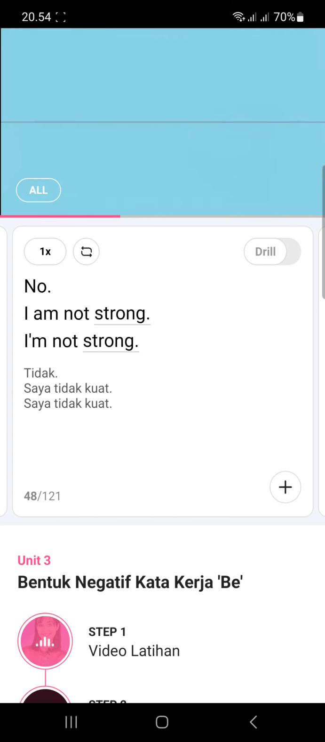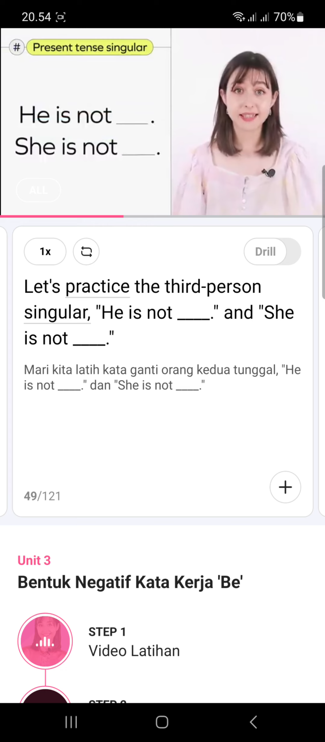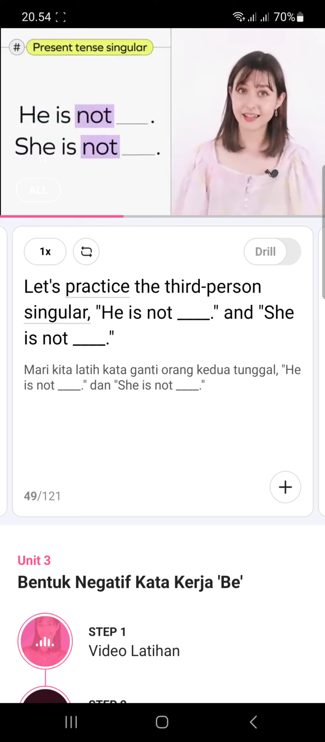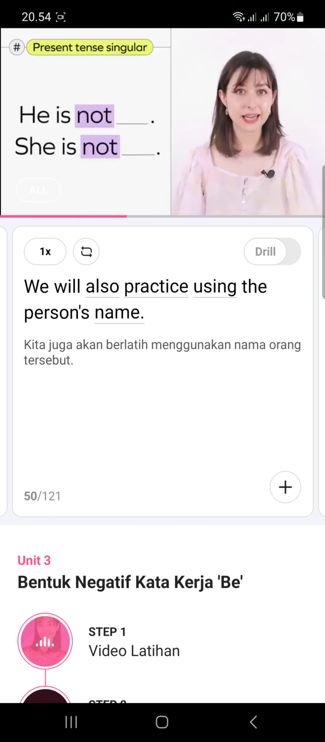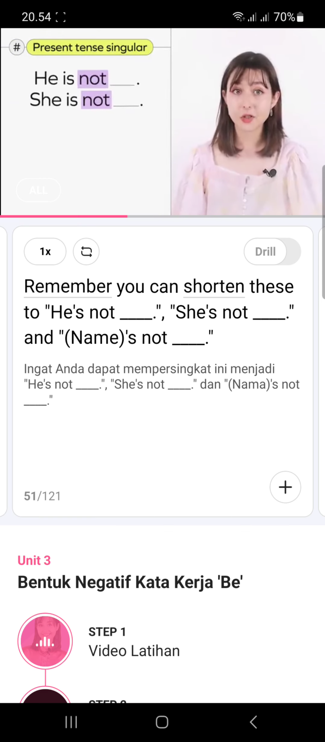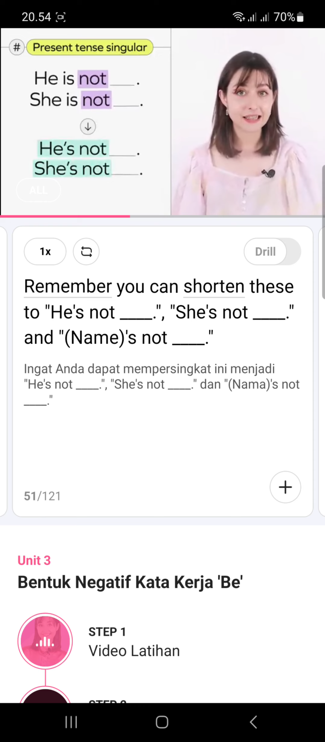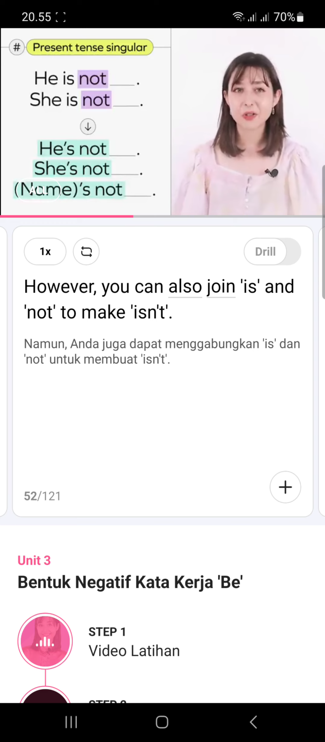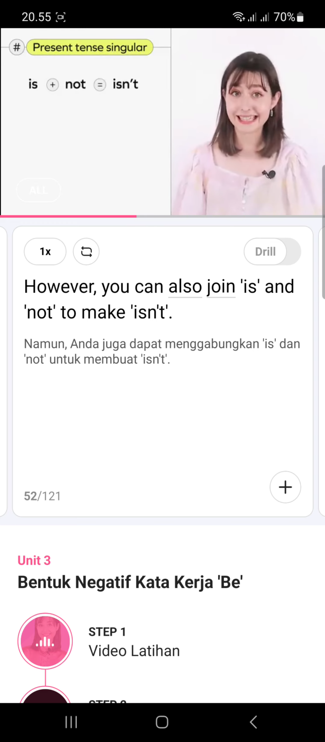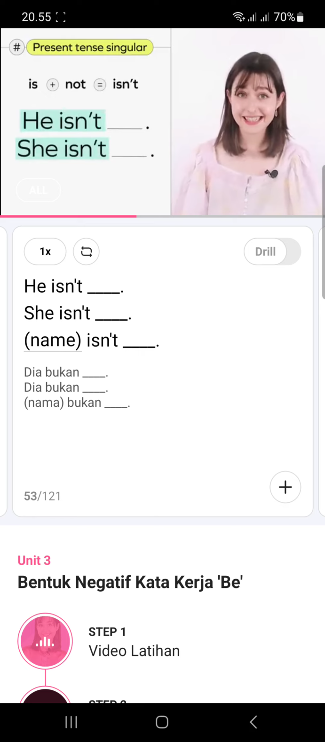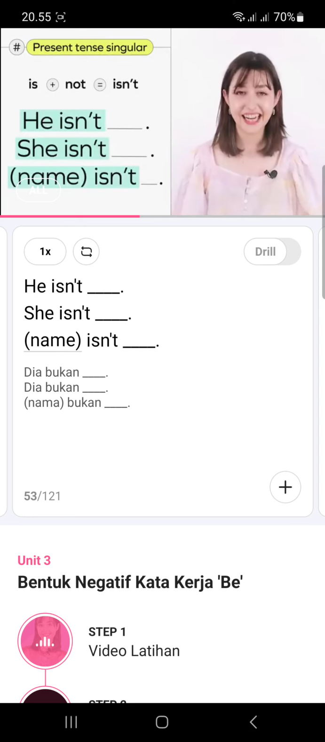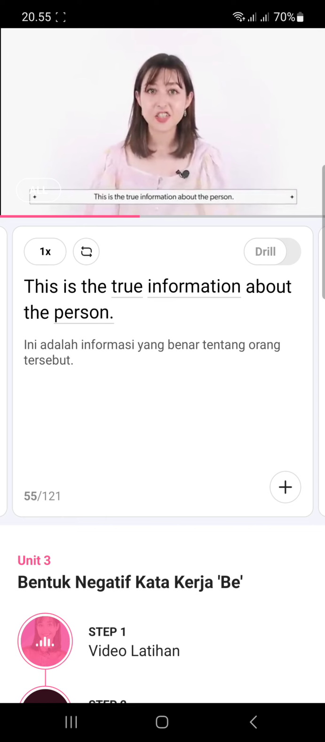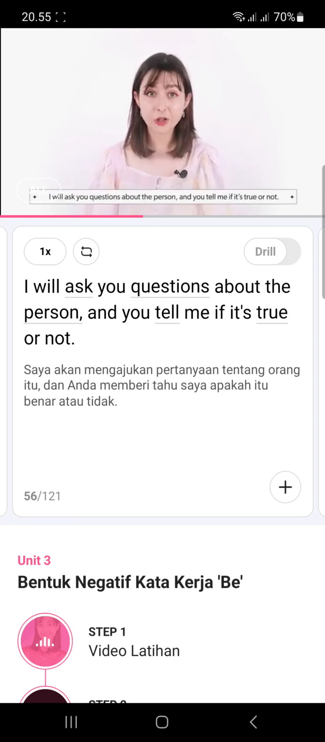I'm not strong. Let's practice the third person singular he is not and she is not. We will also practice using the person's name. Remember, you can shorten these to he's not, she's not, and the name, apostrophe S, not. However, you can also join is and not to make isn't. He isn't, she isn't, and the name isn't. Look at the picture and keywords. This is the true information about the person. I will ask you questions about the person and you tell me if it's true or not.